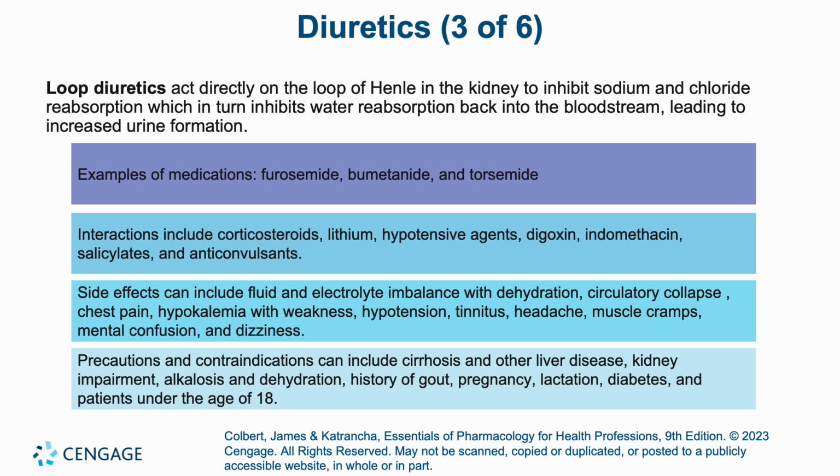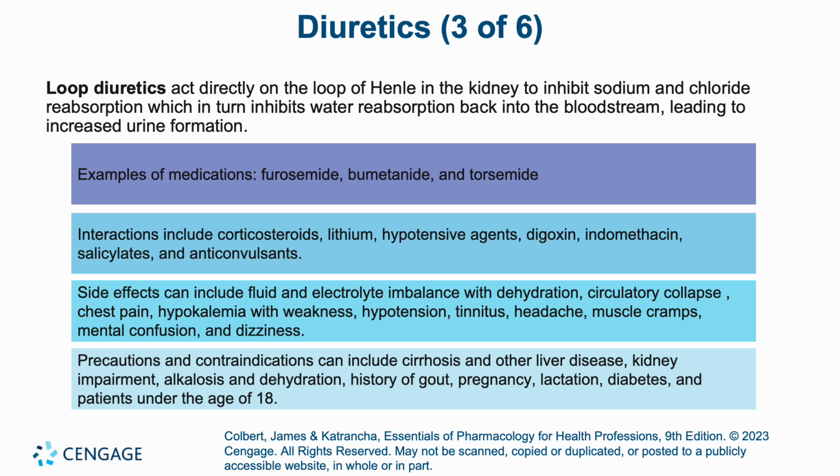So indomethacin decreases the diuretic effect. If you take it with that, you're going to have a decreased effect of the diuretic. Salicylates, because it can increase the chance of salicylate toxicity. And anticonvulsants, because they reduce the diuretic effects of the loop diuretic.